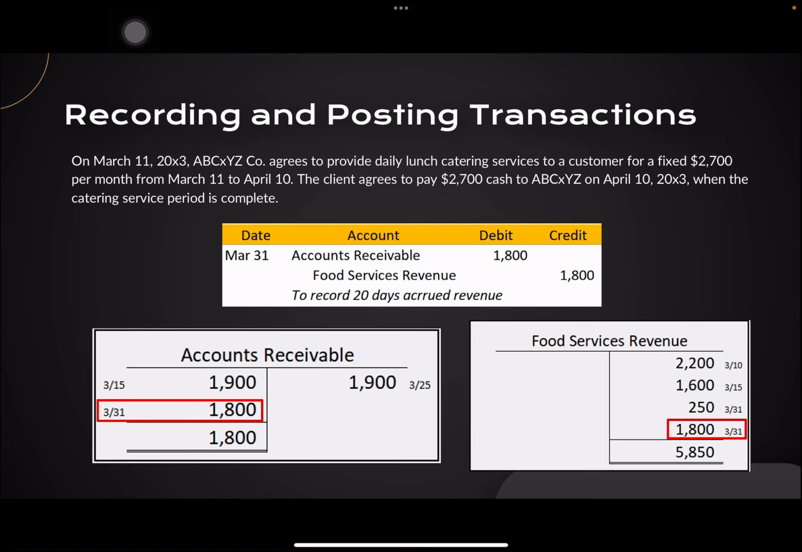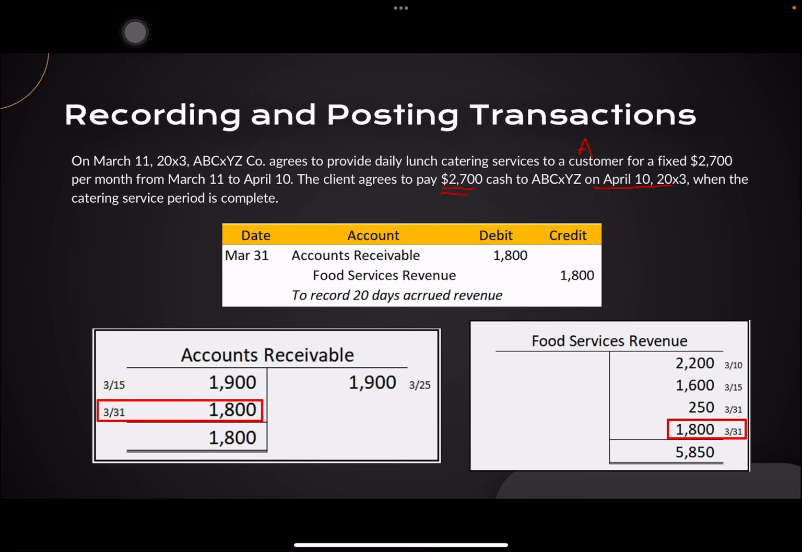So on March 11, our company will be providing food catering services to customer A. Let's just call this customer A. And customer A will pay us the amount of $2,700 upon completion of the one month contract that we have. In this case, this is a financial transaction because there's already an obligation by the client that we will be paid the amount of $2,700 on April 10.